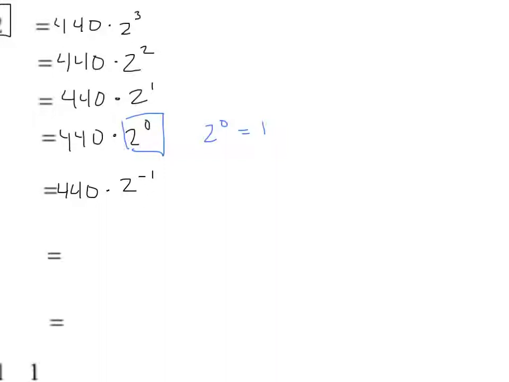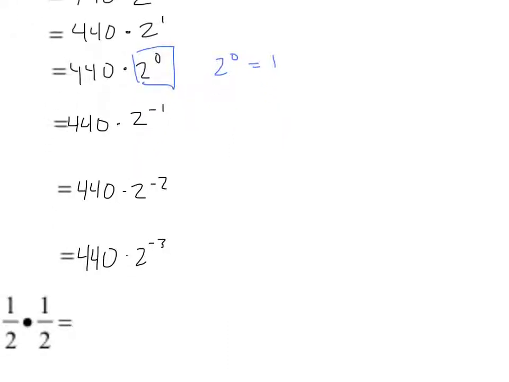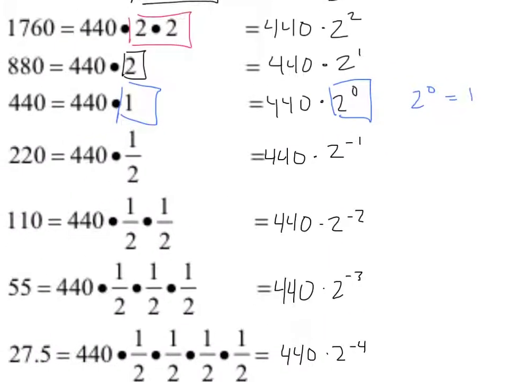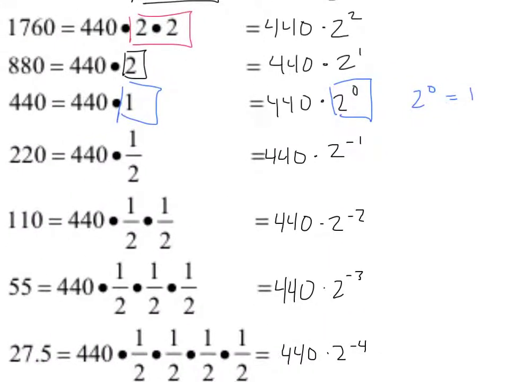The next line will be 440 times 2 to the negative second power. 440 times 2 to the negative third power. And the last line down here is 440 times 2 to the negative fourth power. Now, if we go back and remember up here on these top parts, that meant that these parts were equal. They have to be equal.